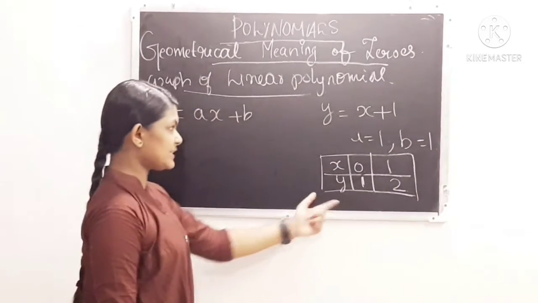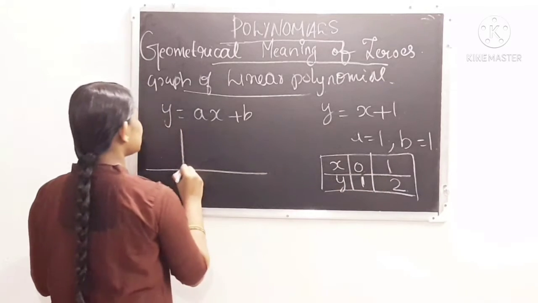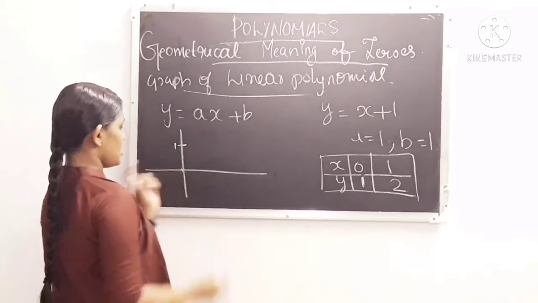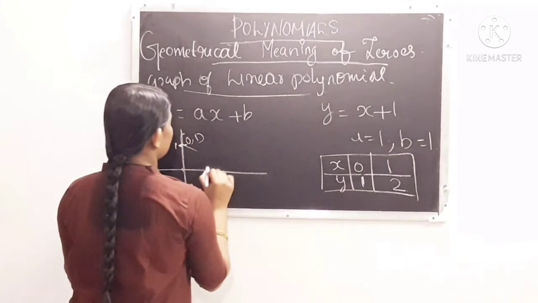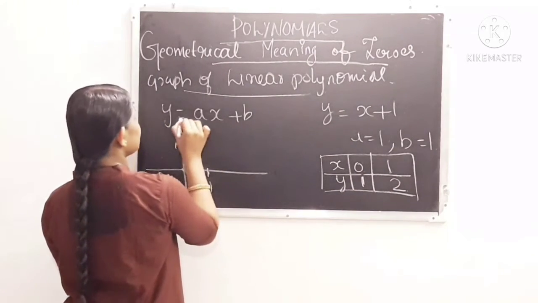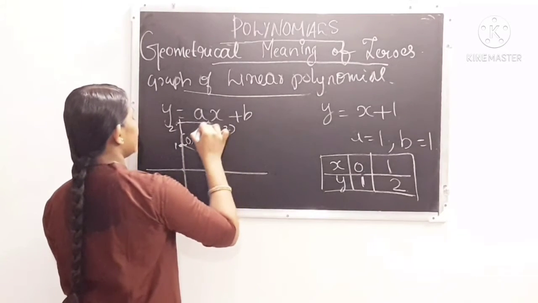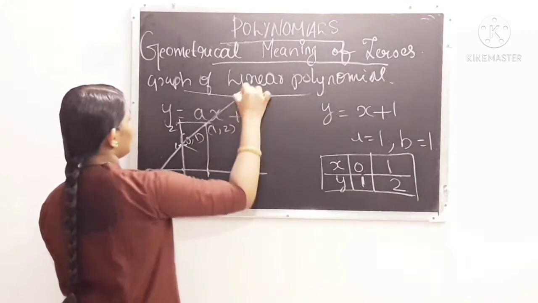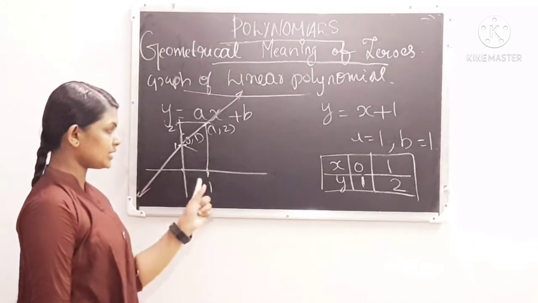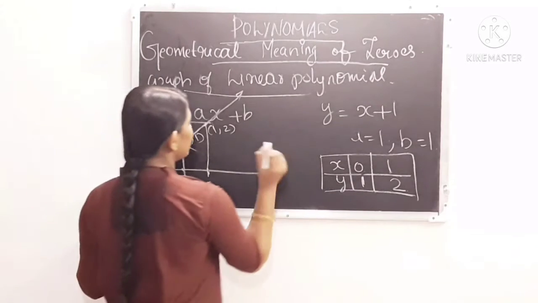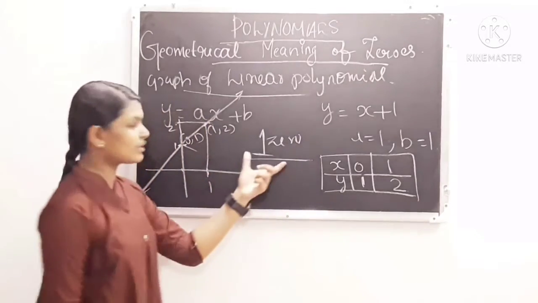If we plot the graph of this polynomial, first of all we have to plot these points. That is 0, 1. Let us assume that this is the 1. So this will be the point 0, 1. Now 1, 2. Assume that this is 1 and this is 2. So this is 1, 2. And if we combine these points, we will get a graph like this. And this graph intersects the x-axis at only one point, which means that there is only one zero for this polynomial.